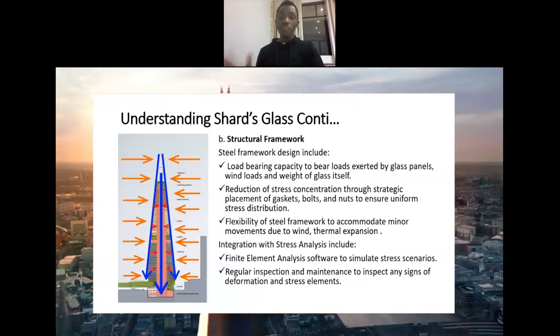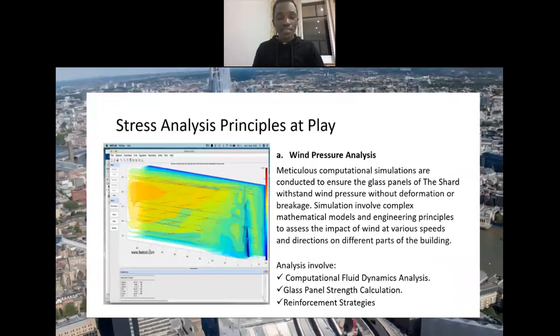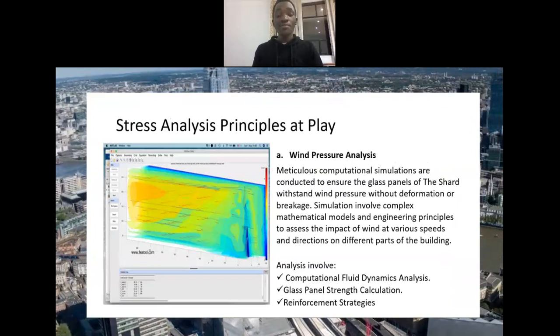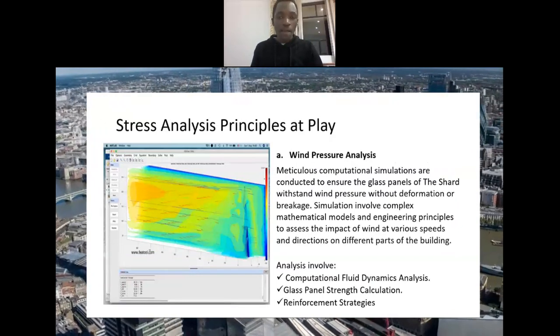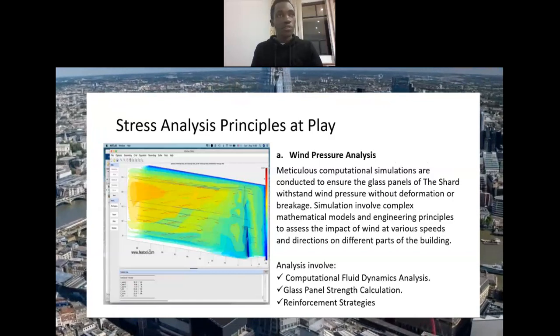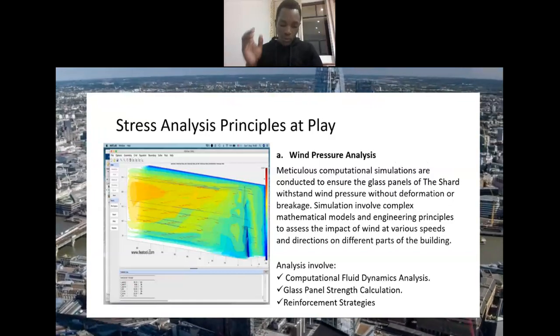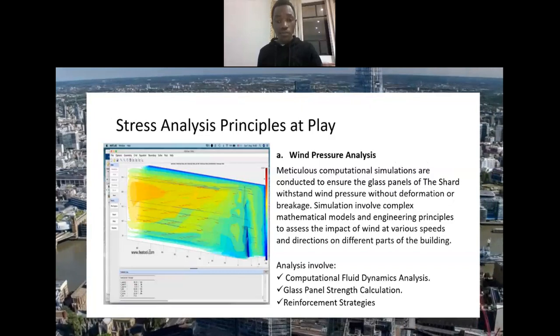This was done through the finite element analysis software, which takes the design after drawing into the software, and we are able to analyze these stresses in real time. And also through regular inspection and maintenance, so that we can inspect any signs of defects or deformation that occur to this Shard glass. Stress analysis is very important. We have analyzed the different stress conditions at different places. We start with the wind pressure analysis, which is an important concept that we have to look at, especially during the design of this building.